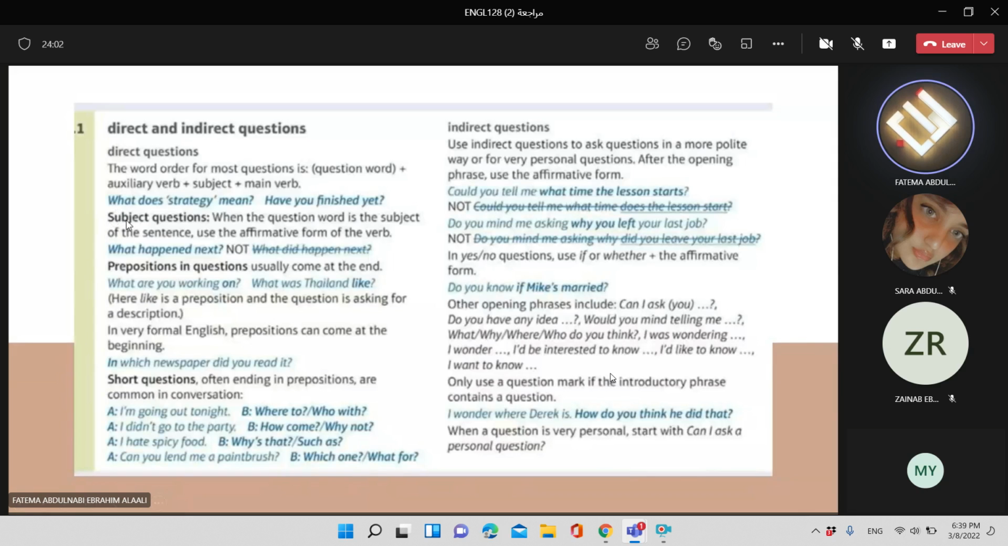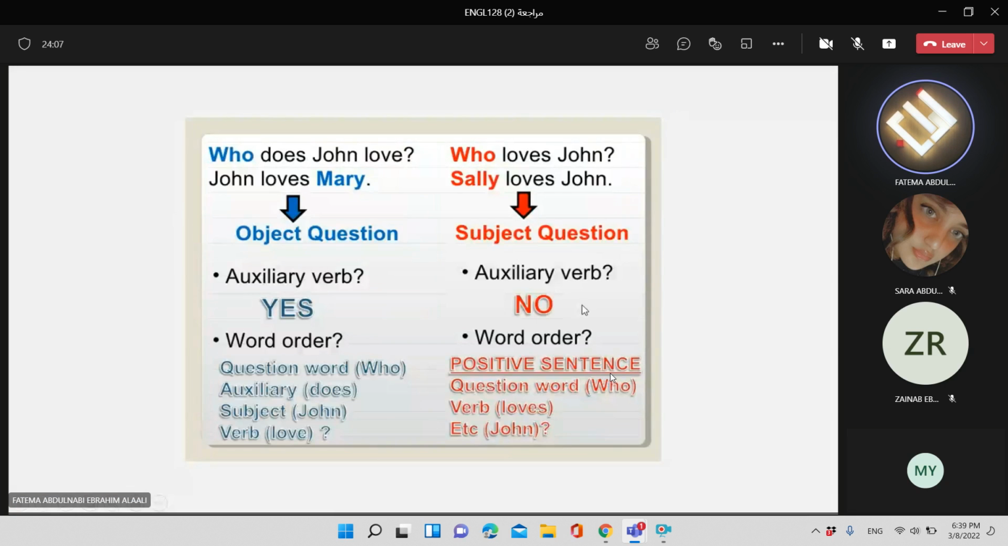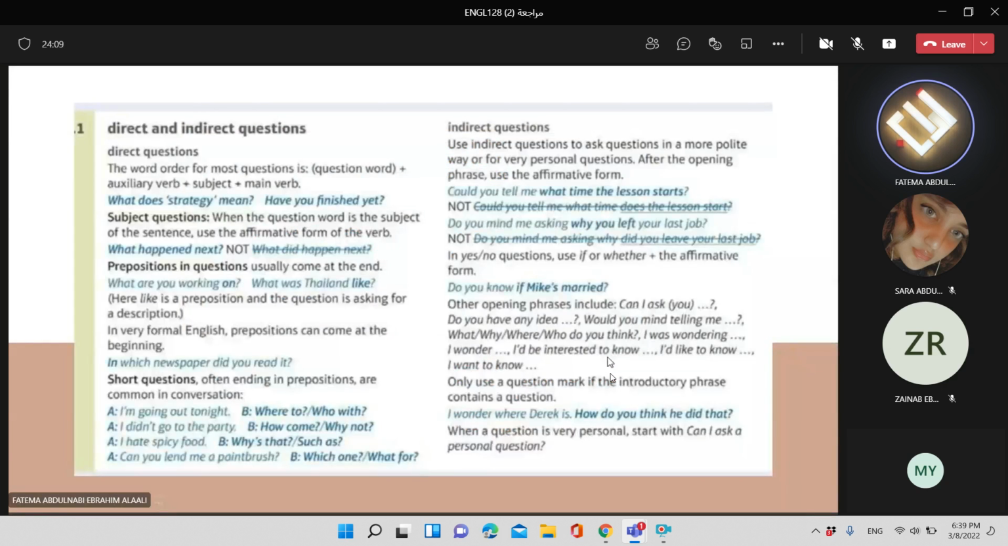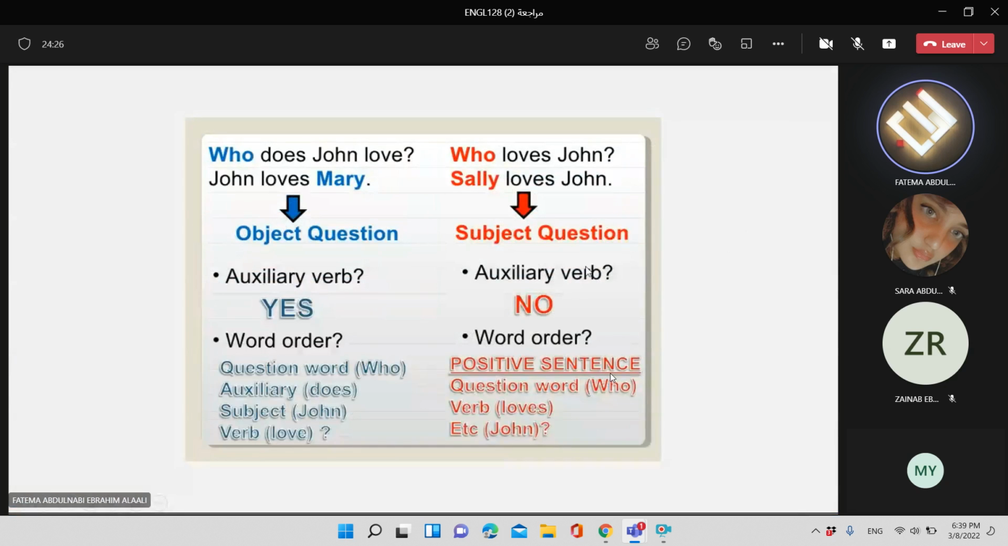Then we have subject questions, the one that we have just explained. When the question word is the subject of the sentence, use the affirmative form of the verb, like what happened next. Note: not what did happen next. We do not use auxiliary verb, as I mentioned before.